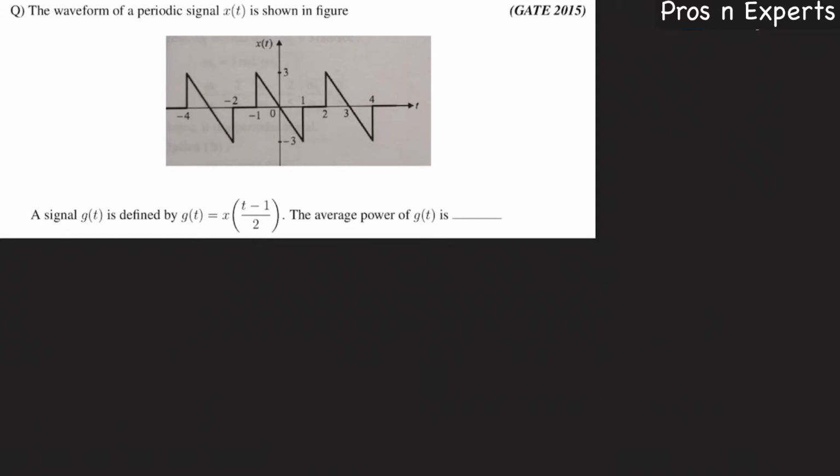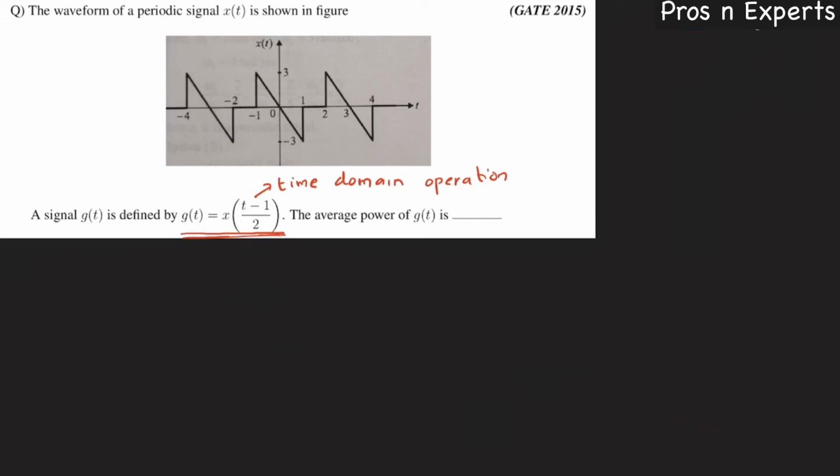The next question is, the waveform of a periodic signal x of t is shown in the figure. Now, a signal g of t is defined by g of t equal to x of (t minus 1) whole by 2. It's a time scaling operation, right? Time shifting and time scaling. So it's a time domain operation. Now, the average power of this new signal g of t is.